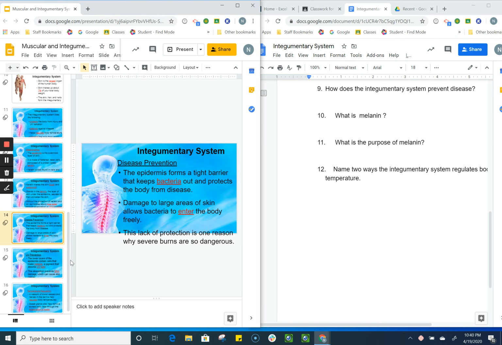They're talking about burns here because once you have a burn, that skin is damaged and it's more susceptible to becoming infected.